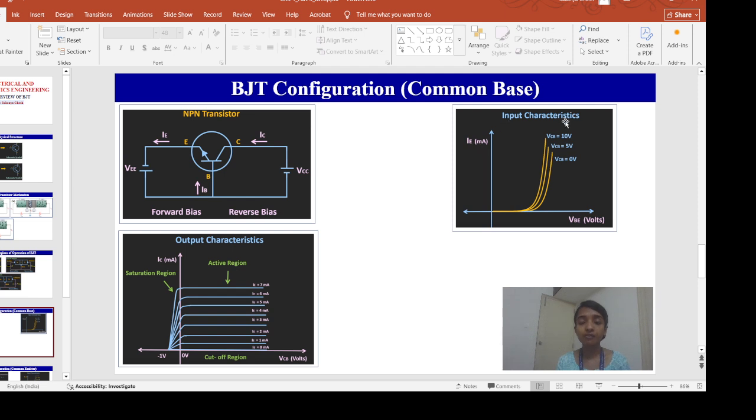So for the input characteristics, we will draw input current IE versus input voltage VB for different values of VCB. Now this input current IE is in milliamps. This is important. And as you can observe in this diagram, as we are increasing this collector base output voltage, what is happening? My input current IE is increasing.